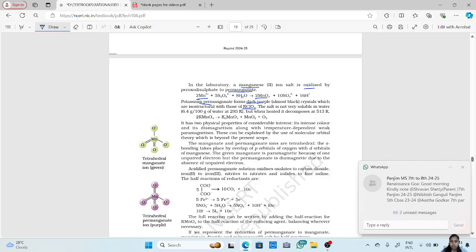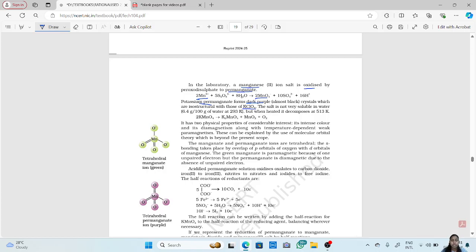The salt is not very soluble in water. Now this potassium permanganate is not very soluble in water. But when heated, it decomposes at 513 K. So if you add potassium permanganate into water and mix it using a glass rod, it is not soluble. But if you heat it at 513 kelvins, it will decompose. Now, if you decompose KMnO4, it will form K2MnO4, MnO2 and oxygen. So whatever molecules you take for the preparation of KMnO4 will be given out.